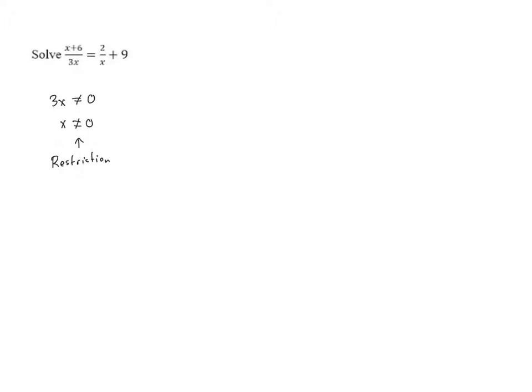In these first few problems, we always have the same restriction, x can't equal 0. But there are problems where the restriction is different, and we will see that in just a little bit. So now that we have our restriction, let's solve the equation. We've got (x plus 6) over 3x equals 2 over x plus 9.